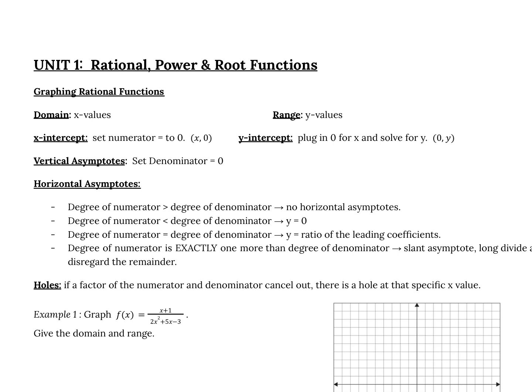Okay, so unit 1 was all about rational, power, and root functions, okay? So things like square roots, things like fraction functions, things I can graph. We talked about a bunch of different horizontal asymptote rules, vertical asymptote, x-intercepts, y-intercepts, all that stuff, which I should say had to be done by hand. On your final, you will get to use a calculator.